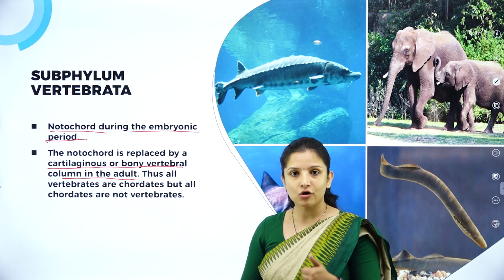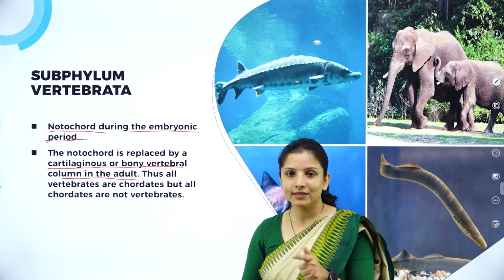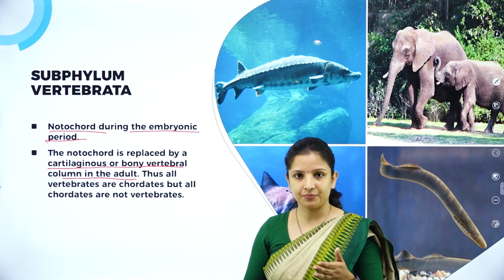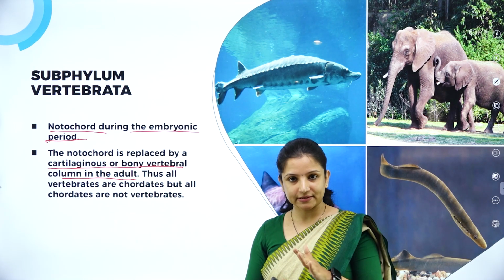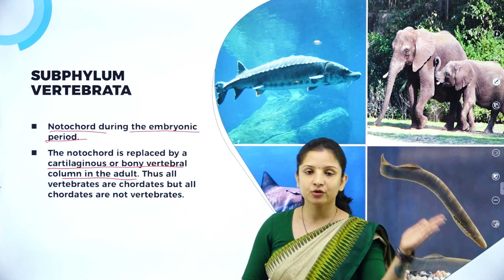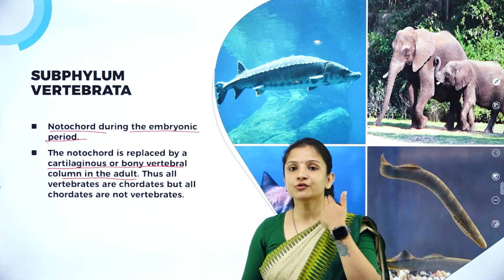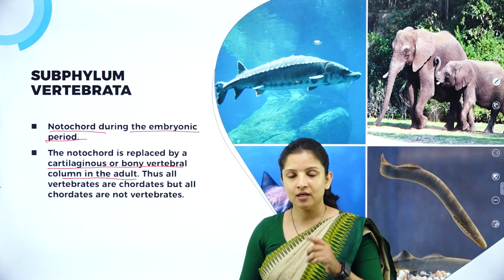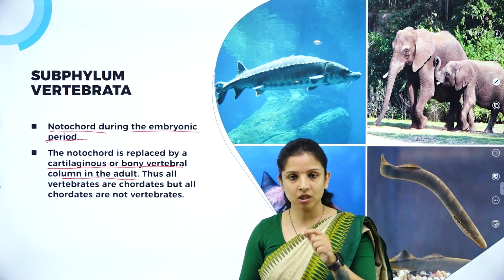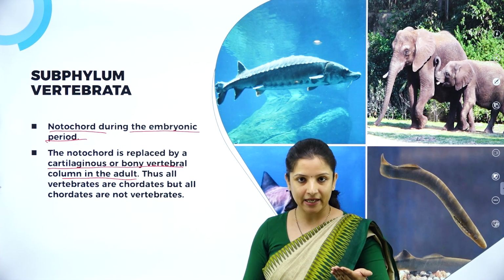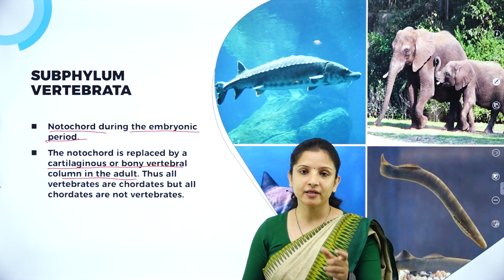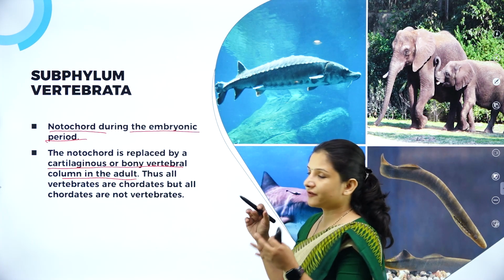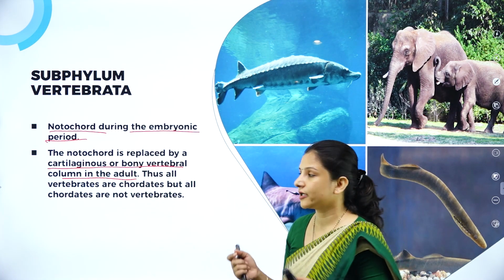In urochordata, the notochord is present, but only in the tail of the organism when it is in the larval stage. Later on, it will disappear. In cephalochordata, the notochord is present from the head up till the tail region, and it is present throughout. That is, in adults also it is found. In the case of vertebrata, the notochord is present only for a short period. Once the organism develops and becomes an adult, the notochord gets replaced by a cartilaginous or bony vertebral column, which is nothing but the backbone. So that is the difference between these three subphyla under chordata.